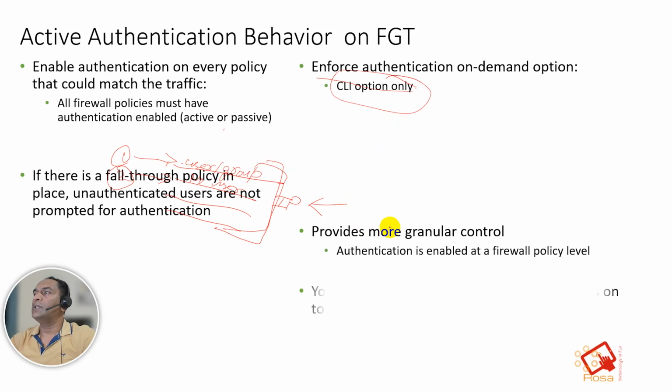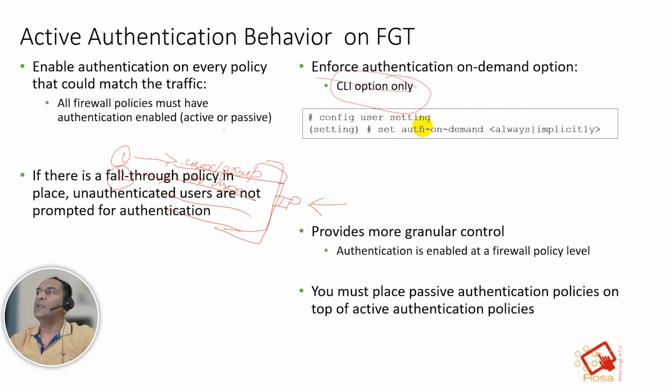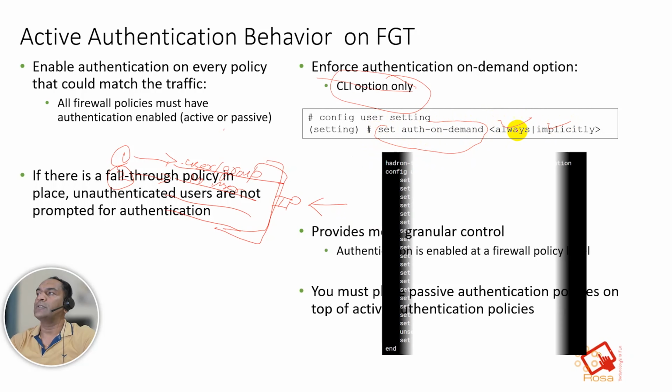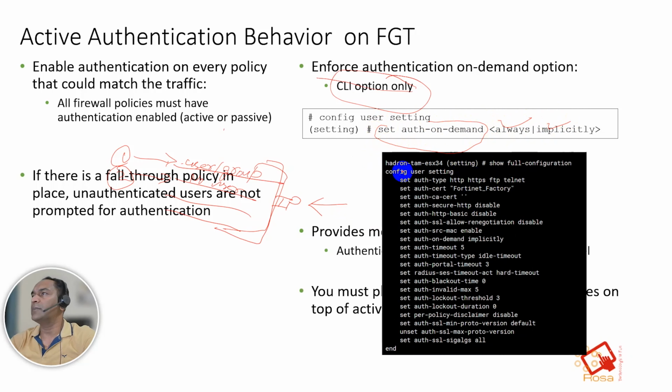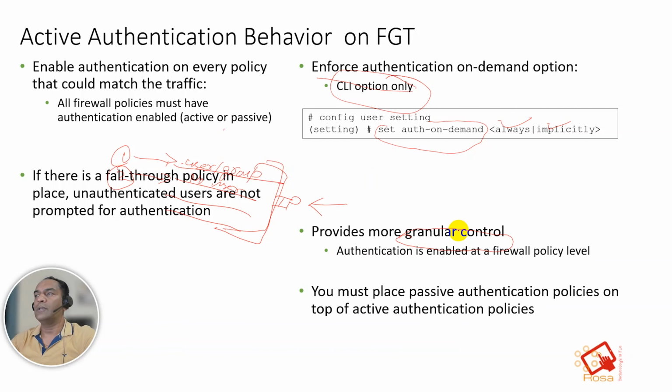So what we have to do is config user setting, and under that you have an option, set auth-on-demand, always and implicit. So this you can change. If you see the configuration here, under config user setting, you will see the option auth-on-demand. This is the default setting, implicit. So if you change to auth-on-demand always, that means even if you have a fallback policy, user authentication will be required.